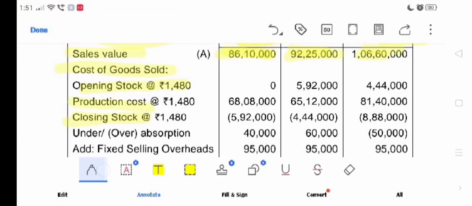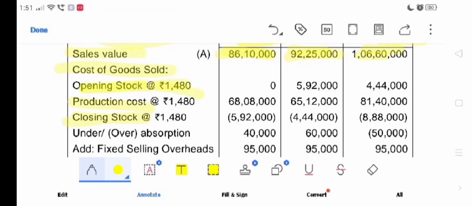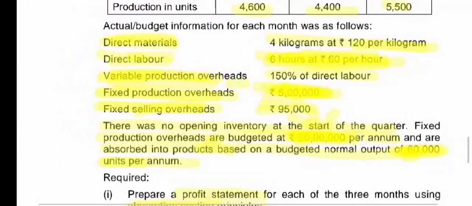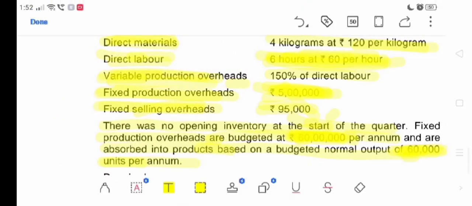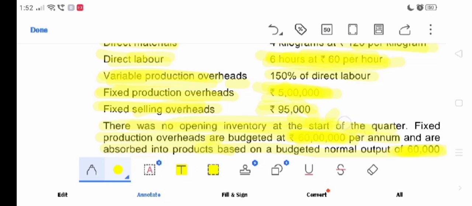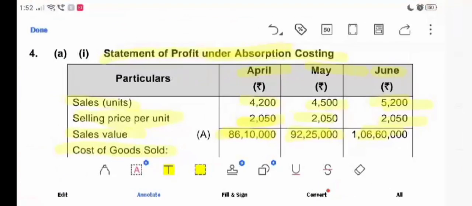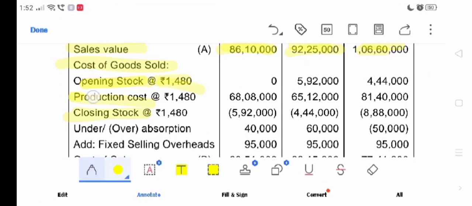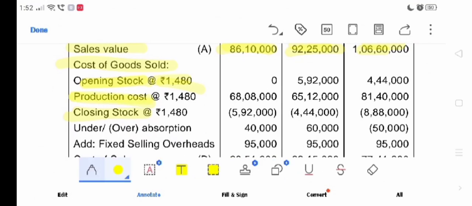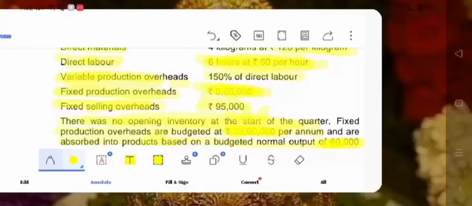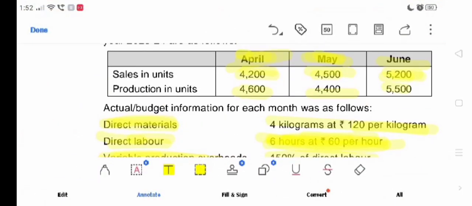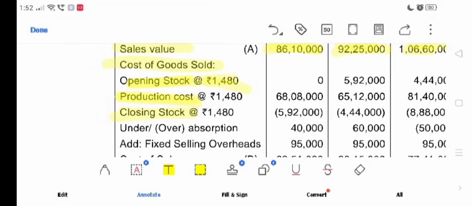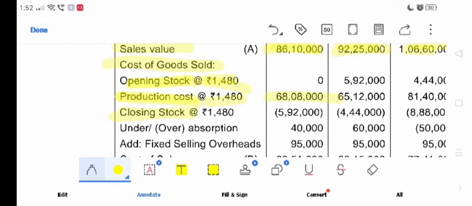So here it is. Opening stock: there is no opening stock for April, as we discussed. He has given in the question that there is no opening inventory at the start of the quarter, right? So there is no opening inventory. And production cost: how many units are produced? It is given in the question. For April, what is the production in units? 4600. If we multiply with 1480, we get 68 lakh 8000.